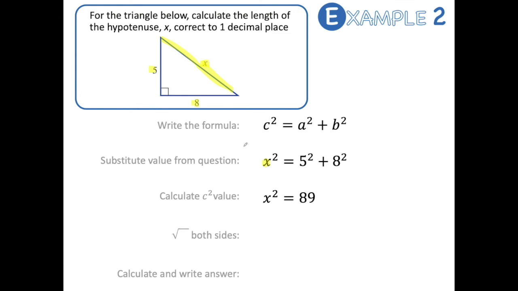So I need to square root both sides. So x is going to equal the square root of 89. So x is equal to 9.4. And because I have no units of measurement, I just write units in my answer. So x is equal to 9.4 units.